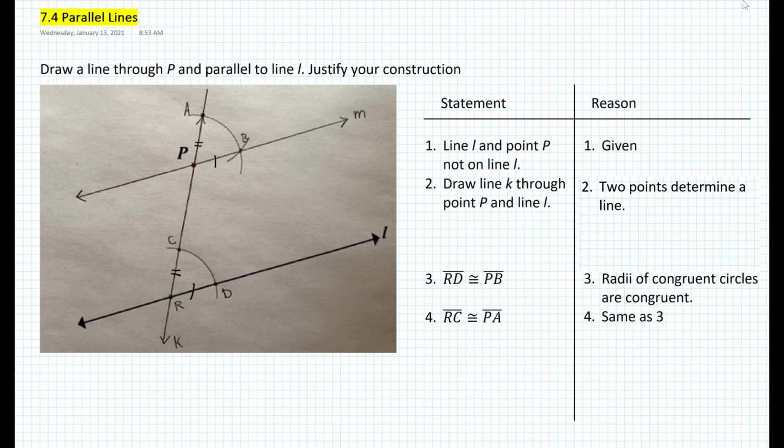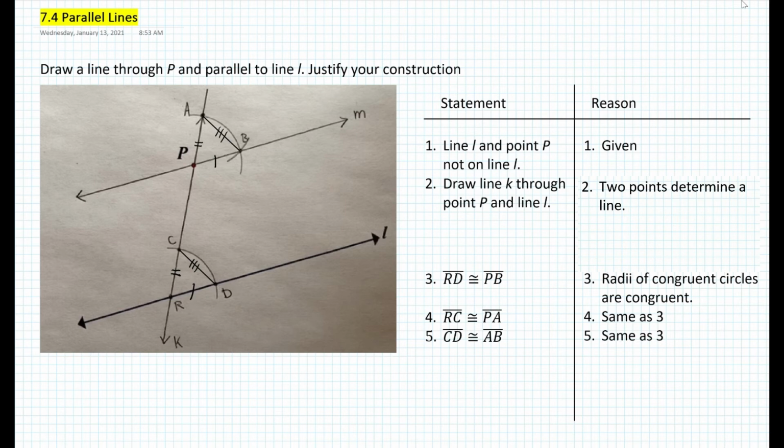Okay, so afterwards, we measured the distance from C to D and copied it over from A to B. So if we draw a line here, let's say a line from C to D as shown, and a line from A to B, then what can we say about those two segments? Well, these two segments must be congruent as well. And that's the same reason as number 3. So let's write that in.